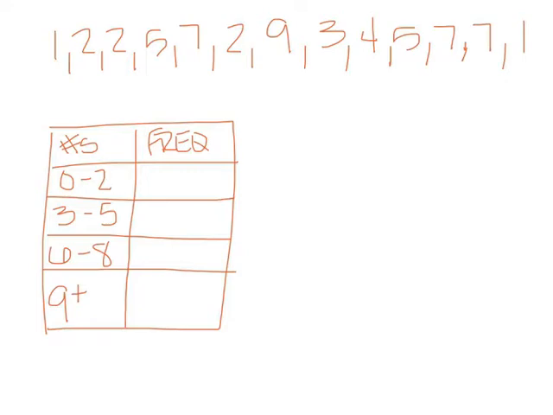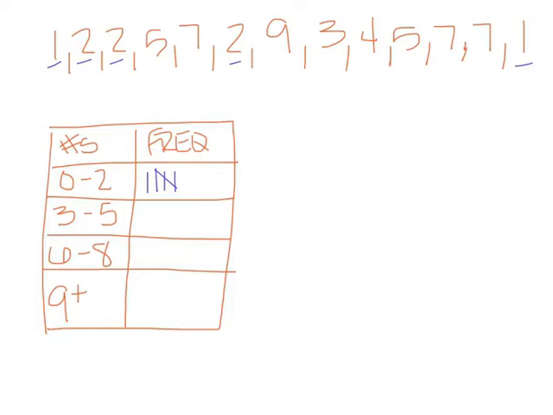So let's start with the numbers between 0 and 2. So that would be 1, 2, 2, 2, and 1. So we have 1, 2, 3, 1, 2, 3, 4, 5 of those. So we'll just put 5 tally marks. You get the idea. 5 tally marks in our frequency column.